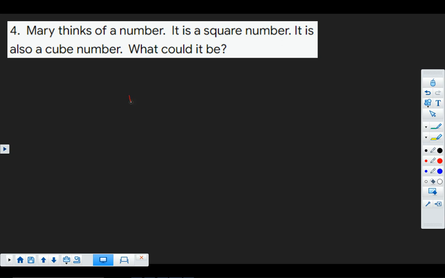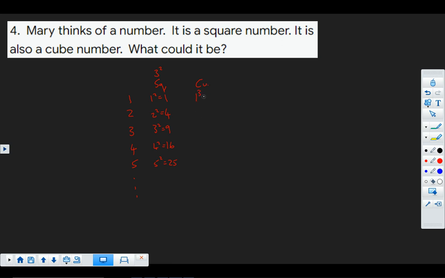Okay, now let's have a think about our numbers here. What does it mean by square numbers and cube numbers? Well, square numbers are things like 1 squared, 2 squared, 3 squared, which we write like this. So 1 squared is 1, 2 squared, 2 times 2 is 4, 3 squared, 3 times 3 is 9, 4 squared, 16, 5 squared, 25.